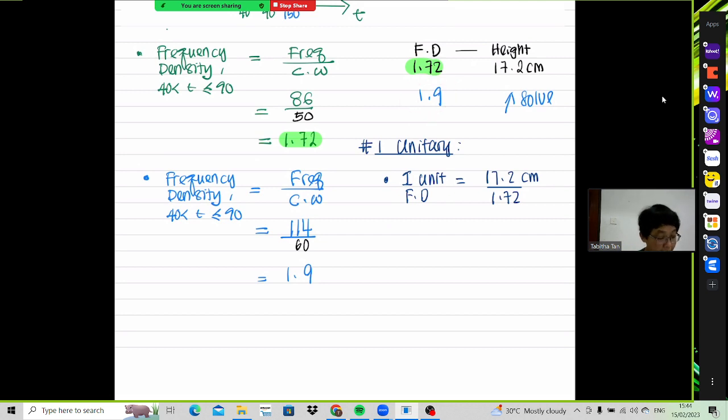Now you need the height for 1.9, so you just multiply by 1.9. Exactly, yes. So now 1.9 units of frequency density is represented by how many centimeters? You just multiply 1.9 by whatever is represented here. With a few punches on the calculator, 17.2 divided by 1.72 times 1.9, it's 19 cm. So this is the unitary method, if you want to move on with that.